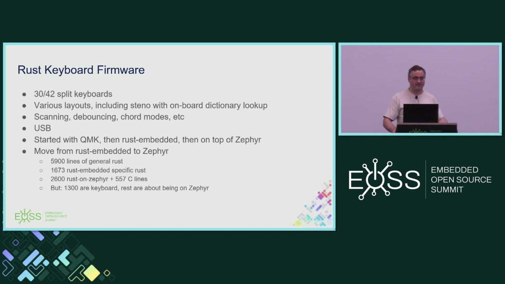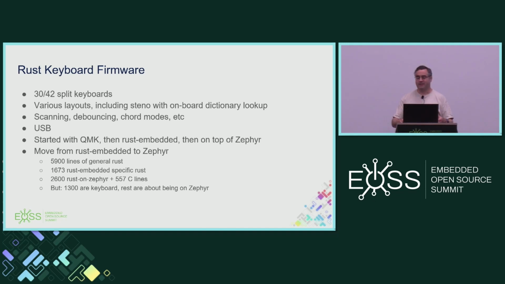So I don't know where that's going to end up, but I ended up writing about 2,600 lines of code to make this thing work on top of Zephyr, along with 500 and some lines of C code to glue it together. But the important thing is that there's only 1,300 lines of code that are for the keyboard, and those were mostly copied from the Rust embedded code. That was some of the matrix scanning code and stuff, because it's directly interfacing with drivers, which is a bit different.